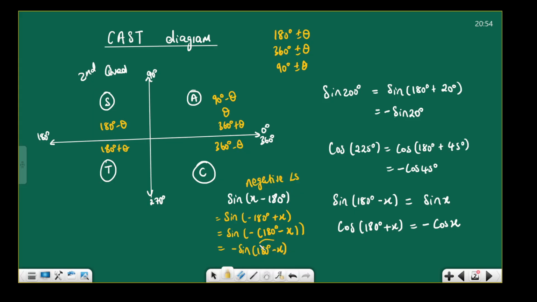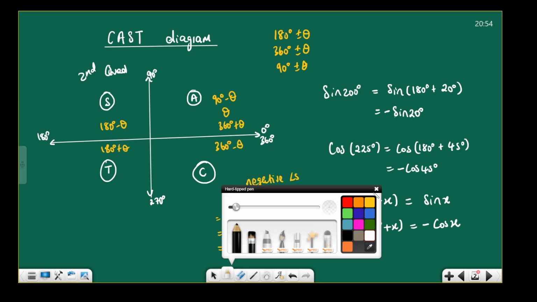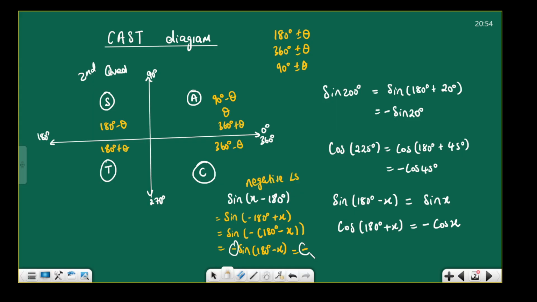Then, good people, which quadrant is 180 minus x? Remember, that is the second quadrant, and in the second quadrant sine is positive. So I'm going to write this negative first outside. Then I say, in this quadrant, is sine positive or negative? Well, in that quadrant it is positive, so in brackets I'm going to write positive sine x. Then my final answer will be negative sine x.